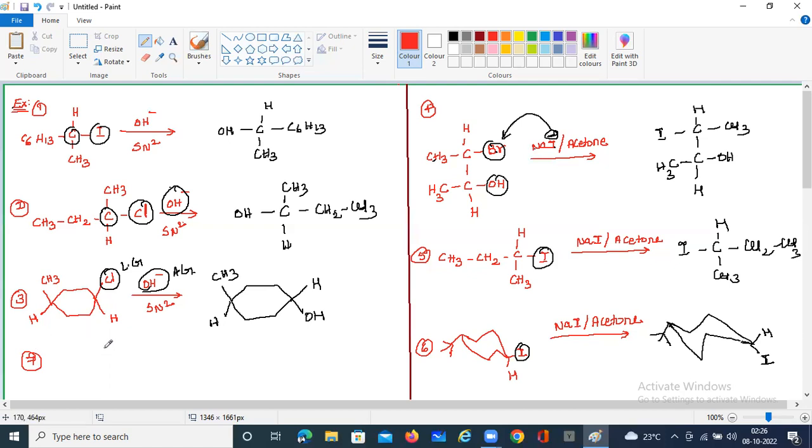Now the last example for this method, consider it the 7th one. Suppose the example is given like this. In first year, in class 11th IUPAC nomenclature, we already learned about spiro compounds and bicyclo compounds. Do you remember? Now this one is a spiro compound or a bicyclo compound. Simply we can say it is a bicyclo compound.